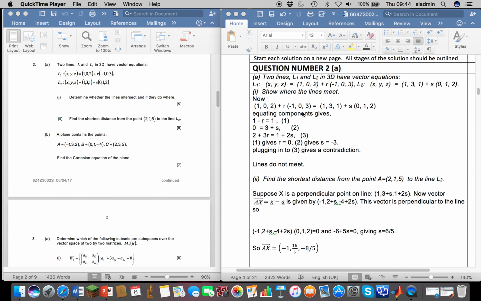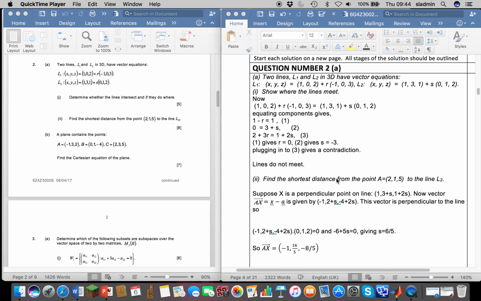The second components also have to be equal, so 0 take away no r's gives you 0, and that is equal to the second component on the right hand side, which is 3 plus s. And the final components also have to be equal, so 2 plus 3r has to equal 1 plus 2s. So we have three simultaneous equations in two unknowns. Equation 1 gives r is 0, equation 2 gives s is minus 3, but then we have an inconsistency with equation 3. So if you put r equals 0 and s is minus 3, we have a contradiction, so therefore the lines do not meet.